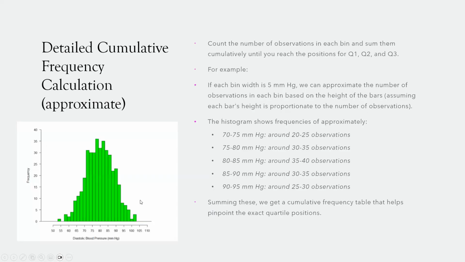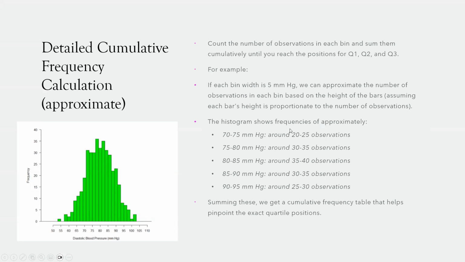Now the detailed cumulative frequency calculation. This is approximate. Count the number of observations in each bin and sum them cumulatively until you reach the positions for Q1, then for Q2, and then for Q3. For example, if each bin width is 5 millimeters of mercury, we can approximate the number of observations in each bin based on the height of the bars, assuming each bar's height is proportional to the number of observations.